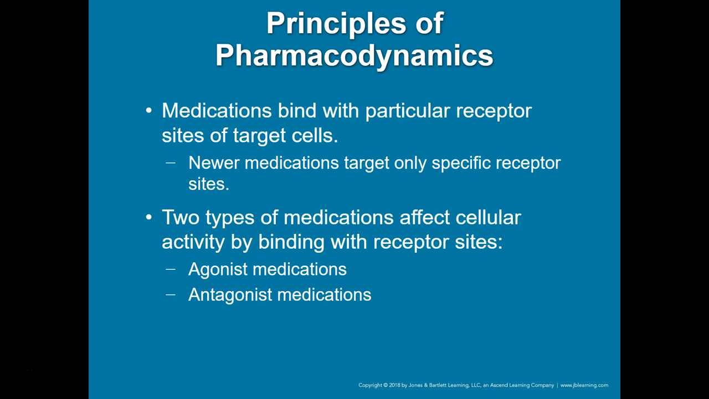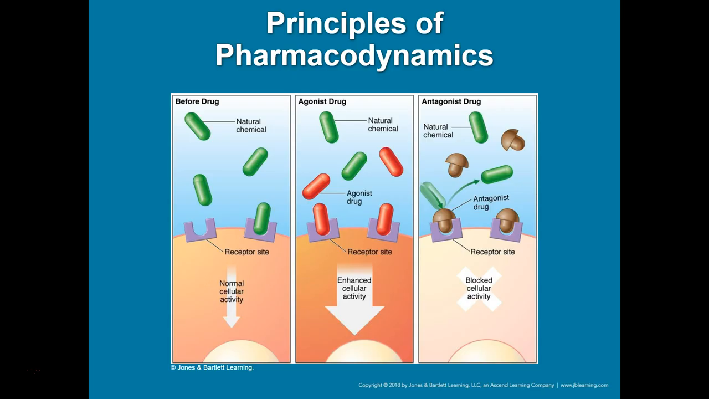There are two types of medications that affect cellular activity: agonist and antagonist. Agonist drugs here. In the picture on the left, natural chemicals come in, they bind with your receptor site, and you get normal cell activity. An agonist is like throwing gas on a fire. You get those natural chemicals, you're throwing in an agonist drug, and it's going to have enhanced cellular activity. It's going to rev that engine up. Antagonists are going to come in and block those receptor sites, so antagonists prevent the natural cellular activity that would happen from the normal chemicals that are in there. It depends on what we're doing in the body as to whether we want an agonist or an antagonist. But remember, agonists enhance cellular activity. Antagonists, or anti, stop the cellular activity.